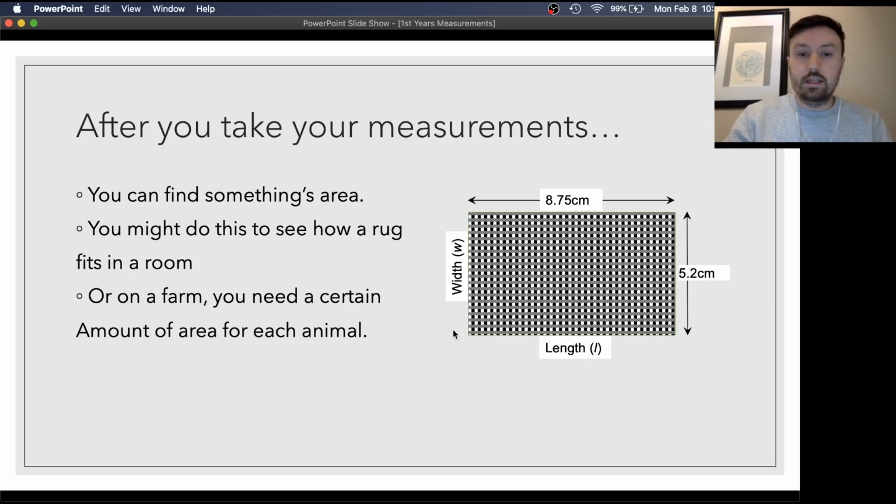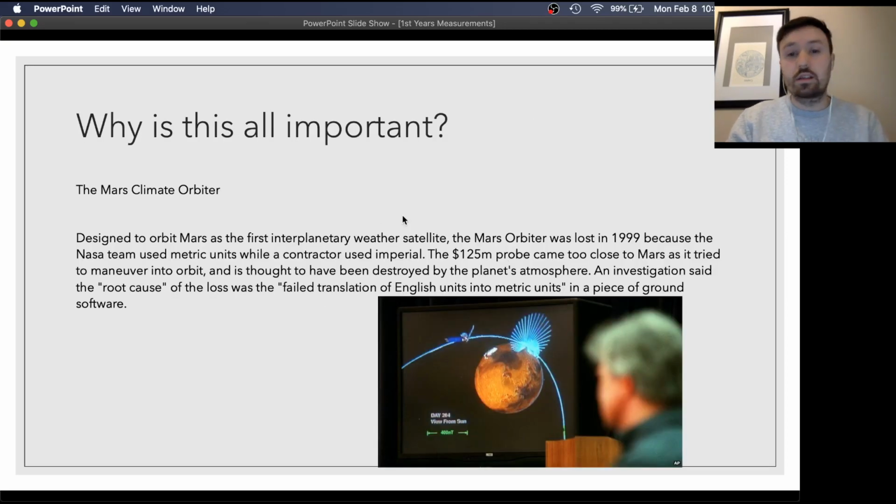So as you can see here, this is kind of what we're talking about when it comes to area, right? You have something's width and you have something's length. You multiply those two together, and that gives you something's area, okay? And why is all of this important? Why is any measurement important, right?